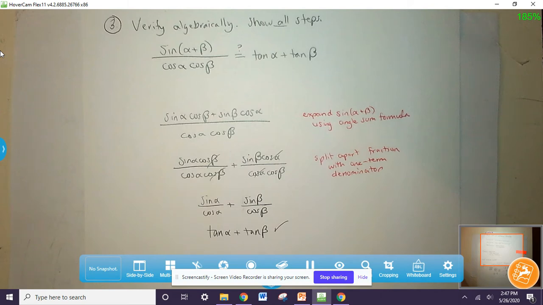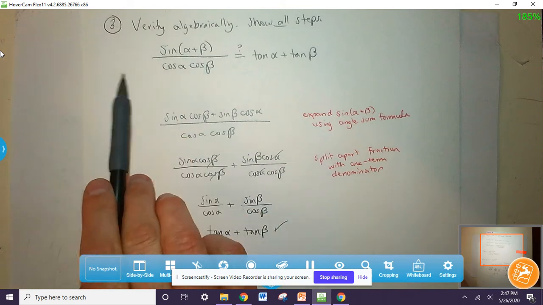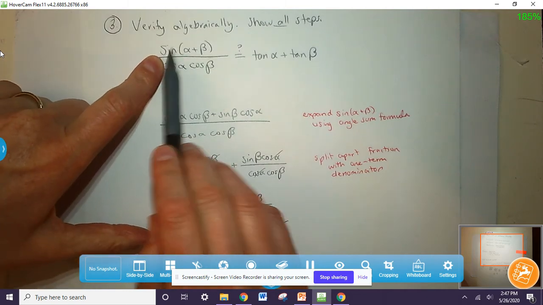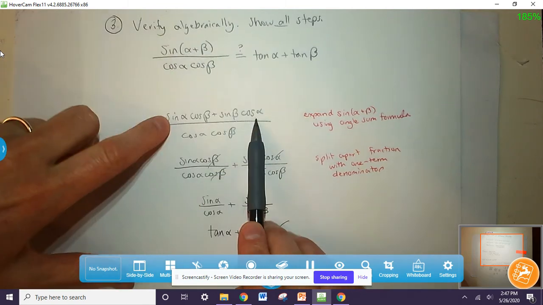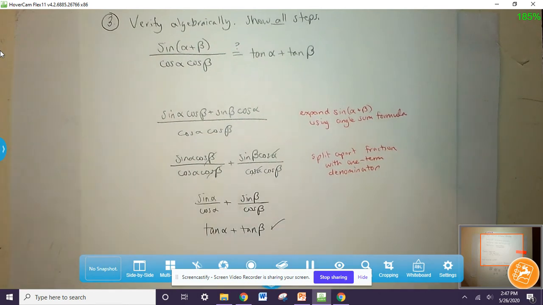Okay, here's my solution for number 3. I expanded because I've trained myself. Anytime I see sine, cosine, or tangent of a sum or a difference, I apply my formula. And then I split apart the fraction, and pretty quickly it got down to tangent alpha plus tangent beta.